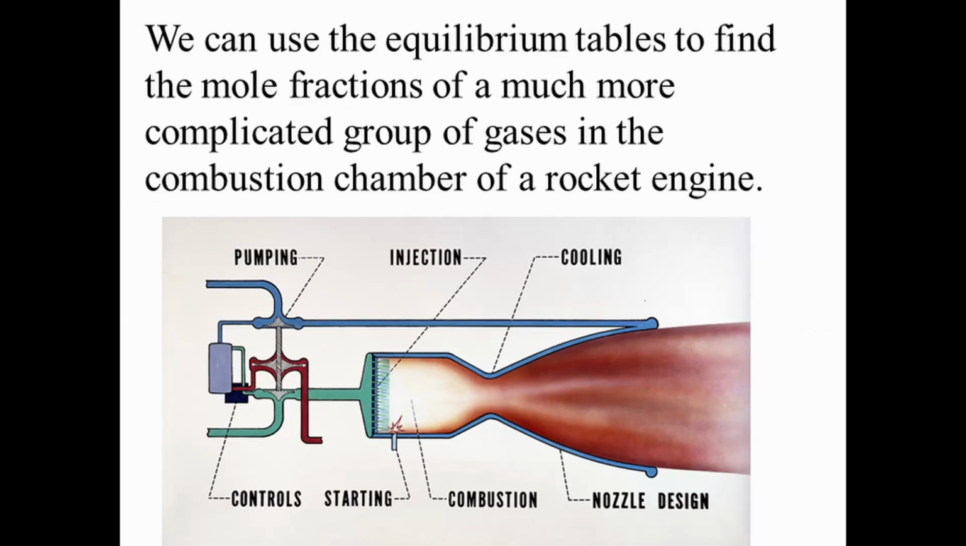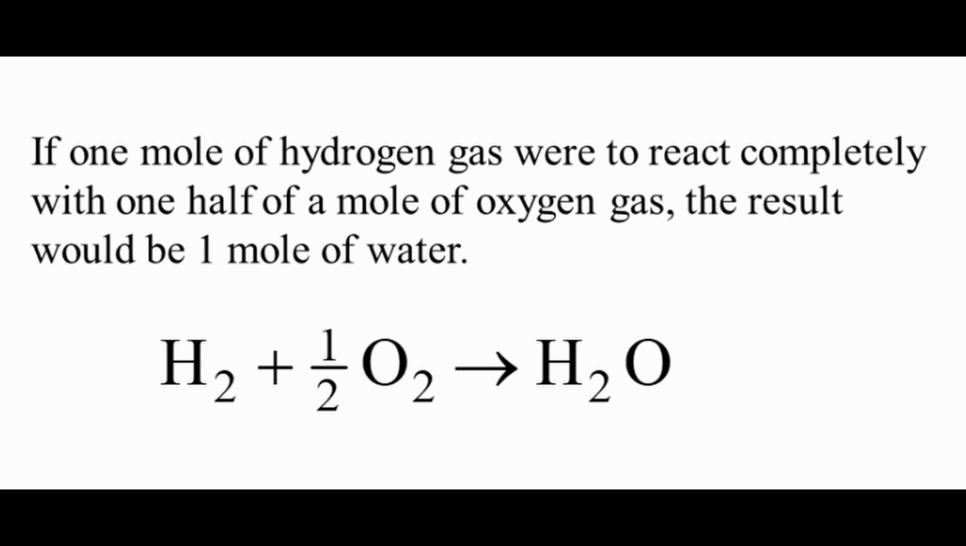The easiest way to learn equilibrium chemistry is by example. This time I'm going to calculate mole fractions from a known pressure and an unknown temperature. This will be an example of how we can use equilibrium tables to find the mole fractions of a much more complicated group of gases in the combustion chamber of a rocket engine. If 1 mole of hydrogen gas were to react completely with 1/2 mole of oxygen gas, the result would be 1 mole of water.